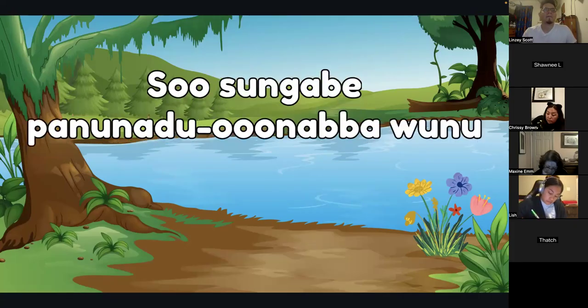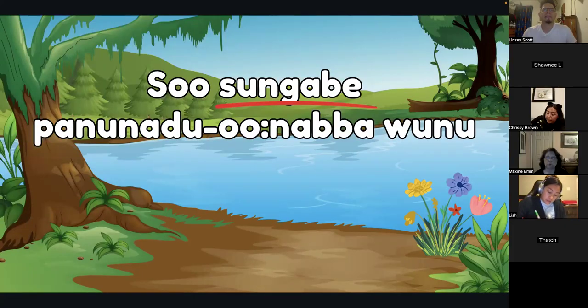So this word sungavi specifically means a cottonwood tree, but it's also used just to refer to a tree in general. So it can simply mean tree. If you want to refer to a tree, you can use this word, sungavi. You don't actually pronounce that g, okay? So it's not sungabi. Rather, it's simply sungavi.